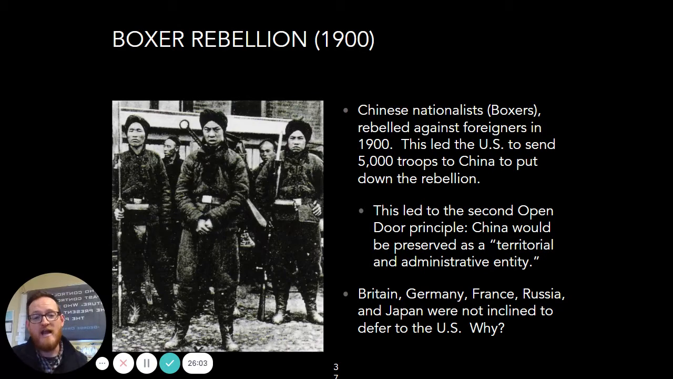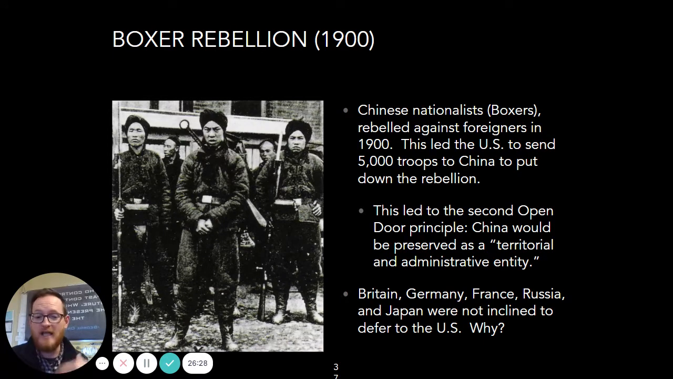Now, China during this time is going to have some issues, and there is going to be a group of people there known as the Boxers who have real issue with foreign influences, not just the U.S., but also other countries getting involved. These Chinese nationalists would rebel against pretty much all foreigners that were there in China. This would lead the U.S. to send 5,000 troops into China to help put down the rebellion.